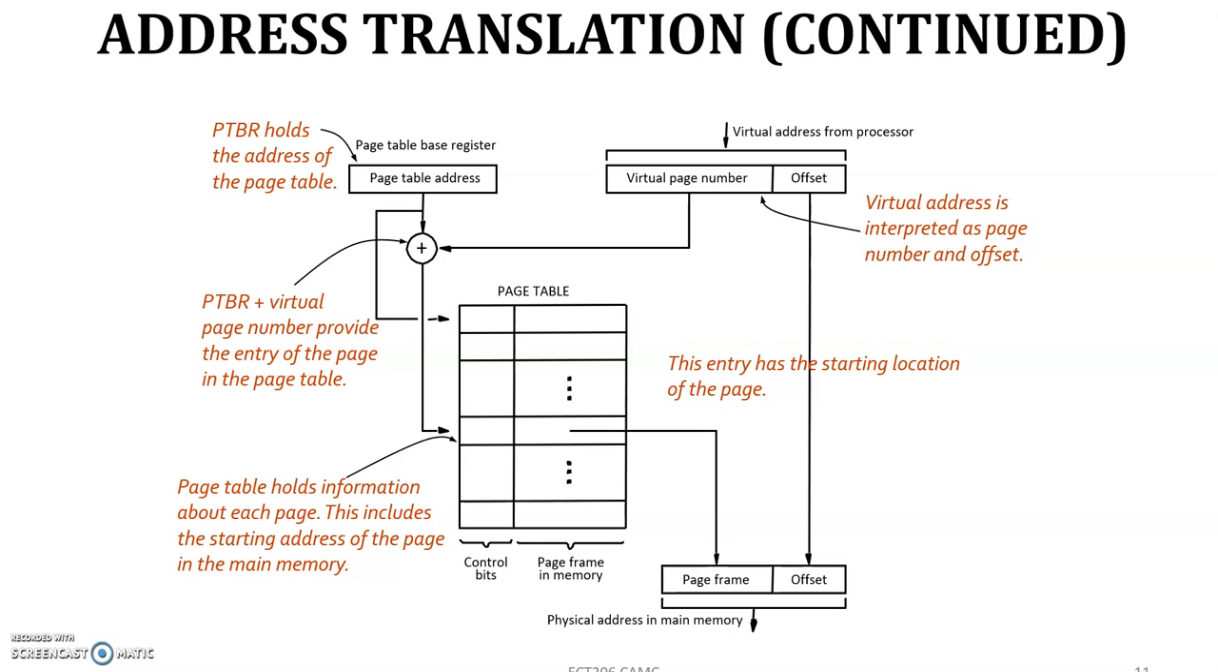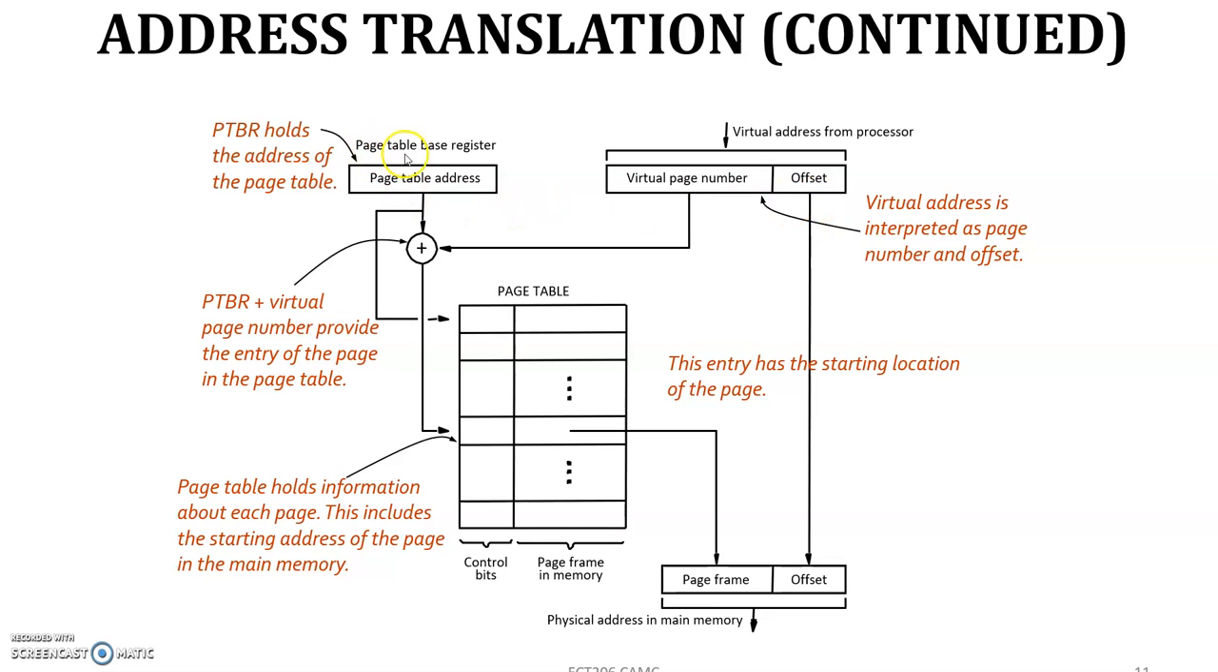This is the continuation of address translation of virtual memory. The address that is generated by the processor is called the virtual address. The virtual address contains the virtual page number and an offset. A page contains a number of bytes, and the offset specifies which byte within the page.